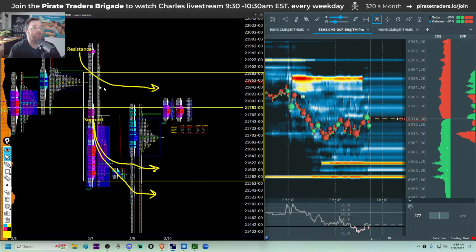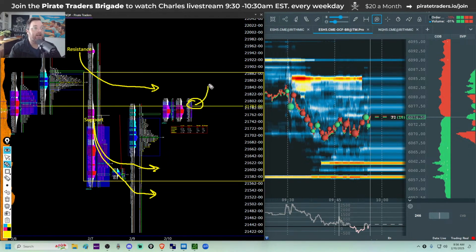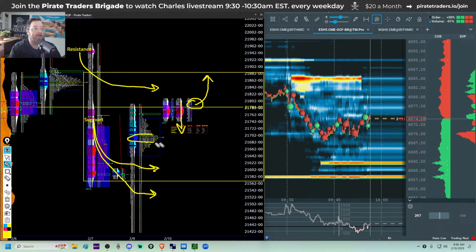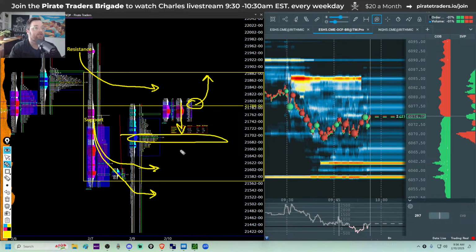NQ got above the overnight high. So this is that moment of truth. Either they're going to bring in buyers up here and keep that momentum going to backfill the single prints to 21,880, or they're going to fail, come back through the opening price and probably head down to the 21,700s down here. Moment of truth for the Q.